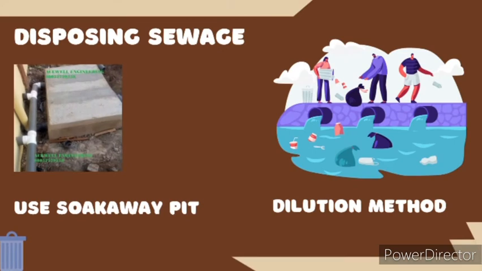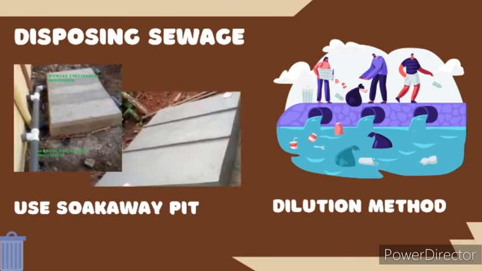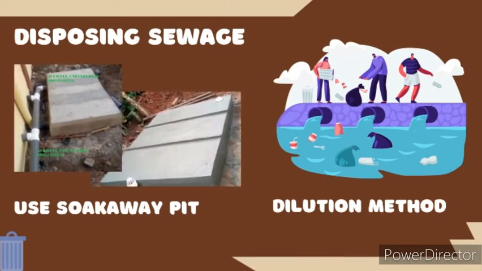Then we have use of soakaway pits. Now this helps to drain waste from septic tank, water from your bathroom, wash hand basin into the ground. All right. Then we have dilution method. This is treating wastes before passing them into natural water bodies like rivers or lakes.